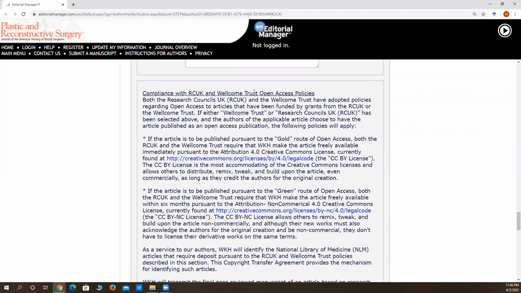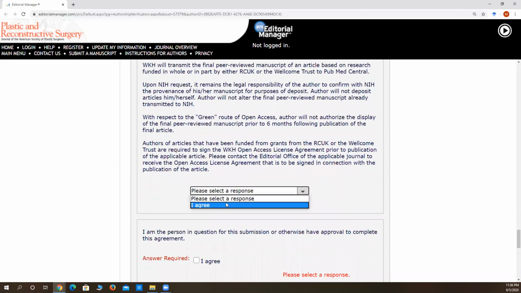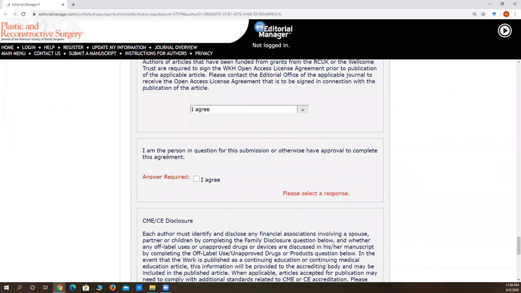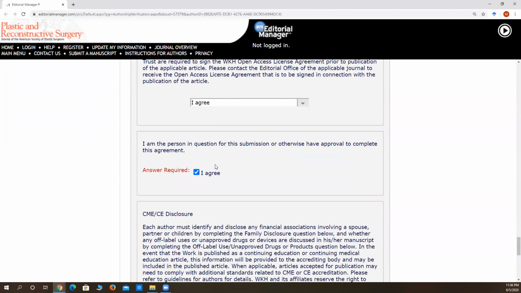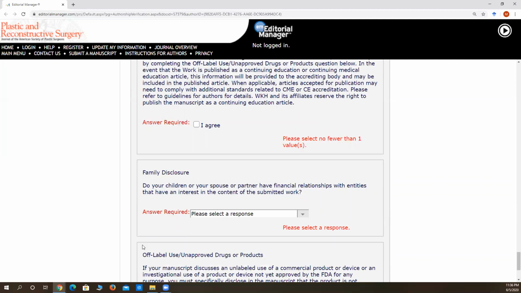This covers the open access policy and it talks in detail about that. Just I agree. This one asks if you're the person responsible to approve and complete this agreement, or otherwise had the approval to complete this agreement. So yes. This one asks you if you will be disclosing family disclosures and off-label use of drugs. And yes, I agree to disclose any if I have.